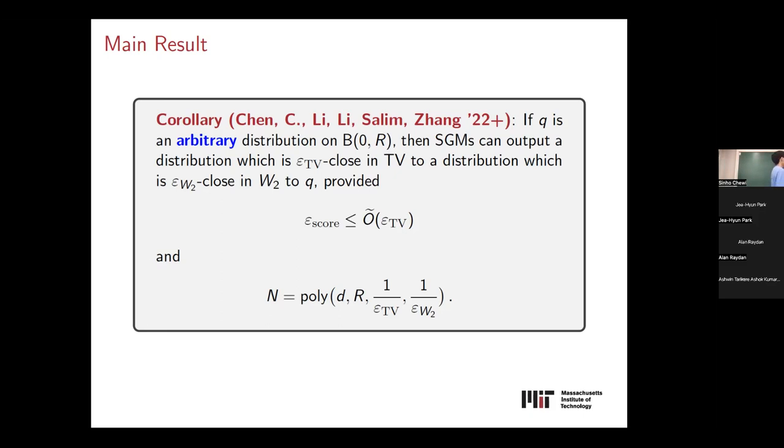So with this, I feel like this covers literally any distribution you would see in practice, because every distribution in practice is compactly supported. So it's a testament to the power of diffusion models, as long as you can learn the score, which is a big caveat.